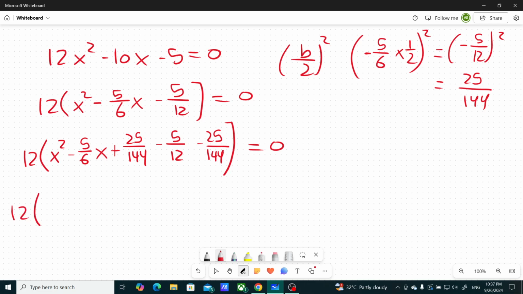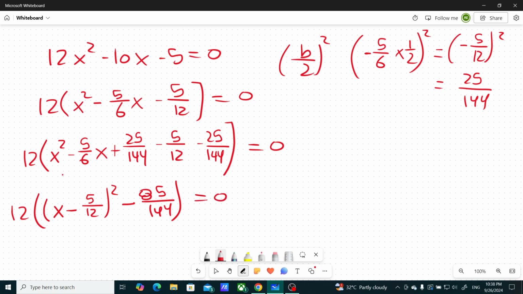So up until now I have this. So it's going to be 12 times, this first part now became a perfect square trinomial. So as usual its factorization is square root of the first, square root of x squared is x. I will copy the middle sign, which is minus, and then square root of the last term, which is 5 over 12, all squared. And then I will have minus 5 over 12 minus 25 over 144. You can plug that in the calculator. It will give you minus 85 over 144 equals 0.